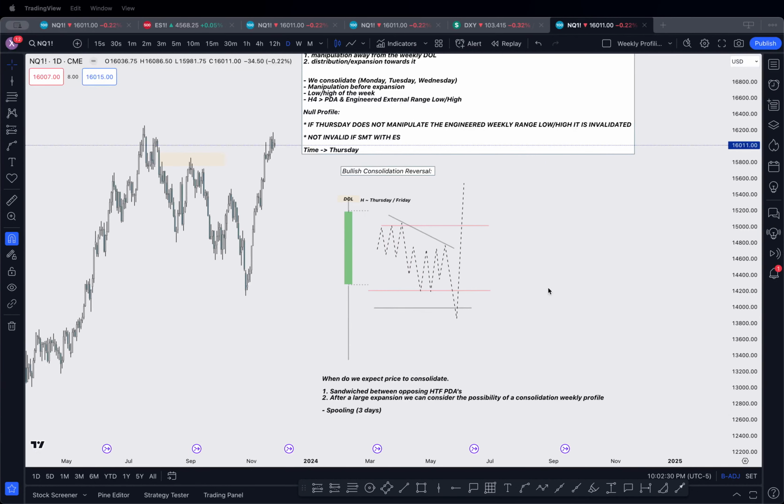So remember that flowchart that we can pull up? That flowchart always says engaging an H4 PD array. What does that really mean? If you were going to think about it in terms of AMD, what does engaging the H4 PD array really mean? Manipulation away from my weekly draw. And without manipulation, it's what? A null, I guess. Yeah, not tradable.